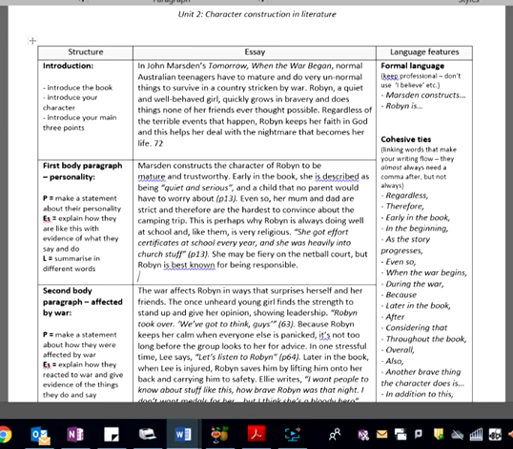So let's check. Is my point sentence about her personality just a quick statement? Marsden constructs the character of Robin to be mature and trustworthy.